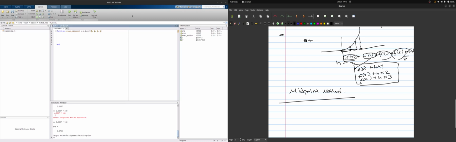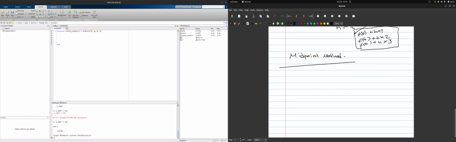I've been using Matlab 2014a because I'm on Ubuntu. I couldn't find any cracked software, and it's a very old one. It's been like 10 years, I guess. And you can see the midpoint.